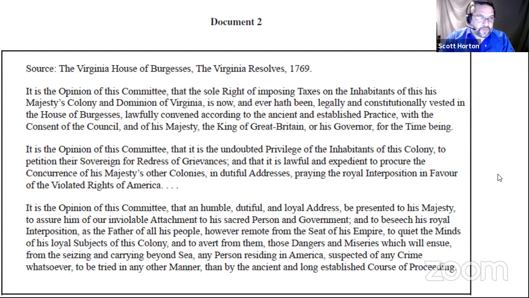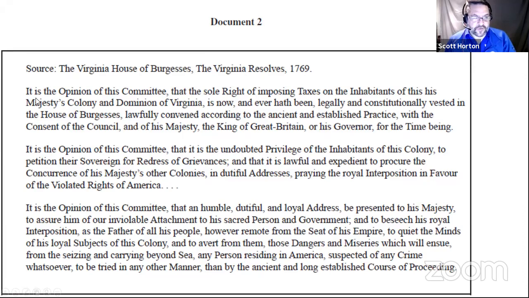If you look at the middle paragraph here, it says it's the opinion of this committee that it is the undoubted privilege of the inhabitants of this colony to petition their sovereign, the King of England, for redress of grievance. So they're asking the king to fix the taxing problem here. No mention of independence at all in this document. They're respectfully asking the king to reconsider his position on taxes.